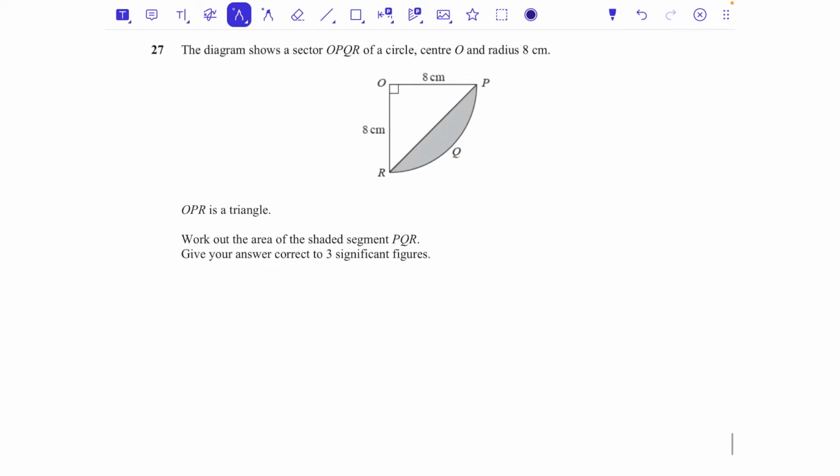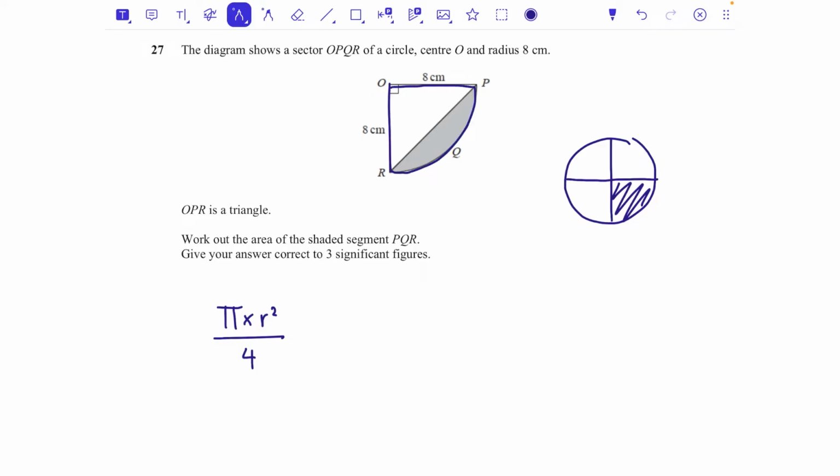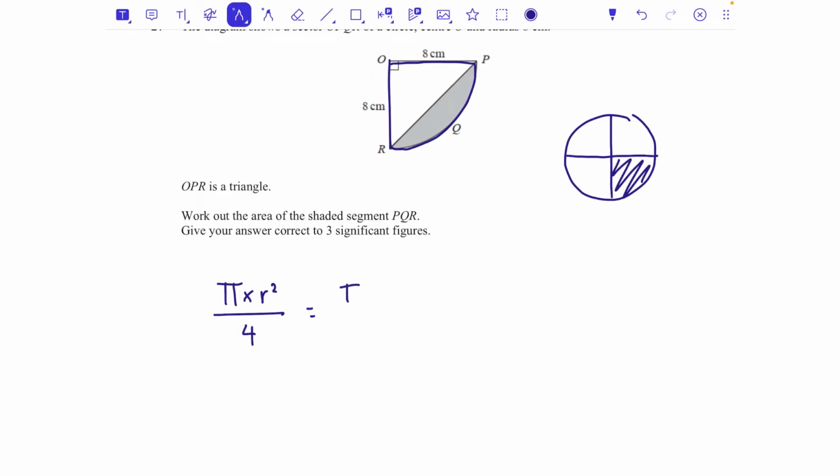Question number 27. The diagram shows a sector, OPQR, of a circle, centre O and radius 8. OPR is a triangle. Work out the area of the shaded segment PQR. Give your answer correct to 3 significant figures. So here we have a quarter of a circle. We can work out the area of the whole circle, and then we can just divide it by 4 to get the area of 1/4. So the area of a circle is pi times the radius squared, and then we're going to divide that by 4 to get the area of just this quarter section. The radius would be 8, okay?